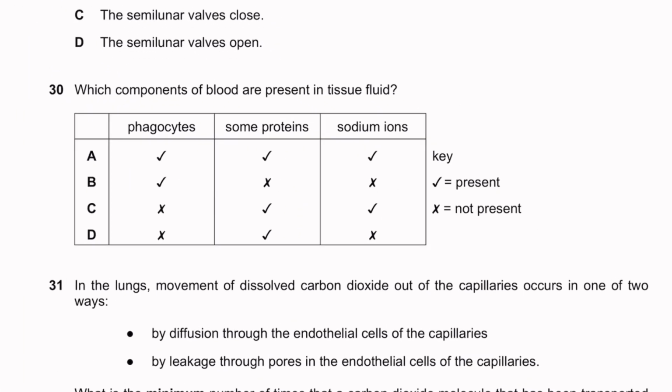Which components of blood are present in tissue fluid? Phagocytes, some proteins, and sodium ions. Okay, let's remember what's in tissue fluid. Tissue fluid is approximately the same as blood plasma, except it does not contain the plasma proteins. So yes, they have some proteins, not really big proteins though. Sodium ions definitely, and white blood cells definitely. So phagocytes would be included.